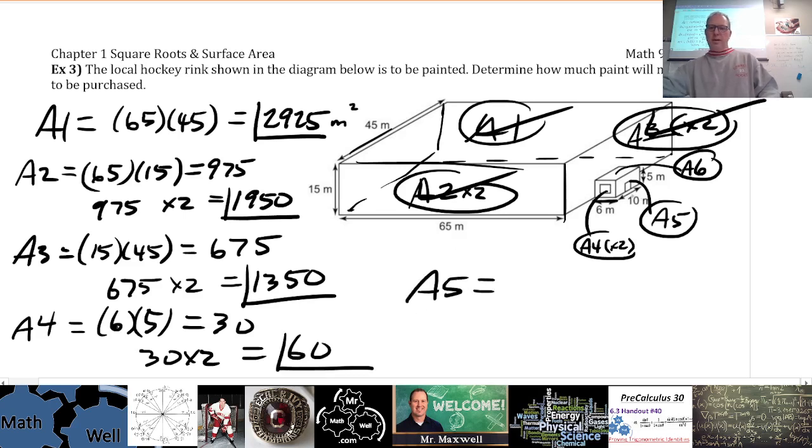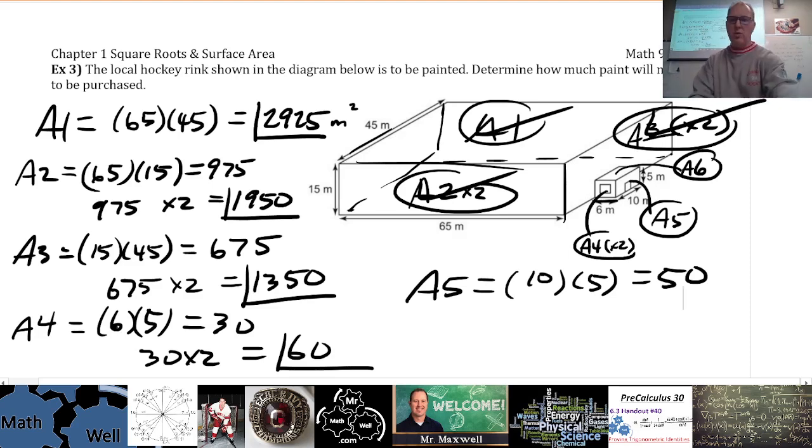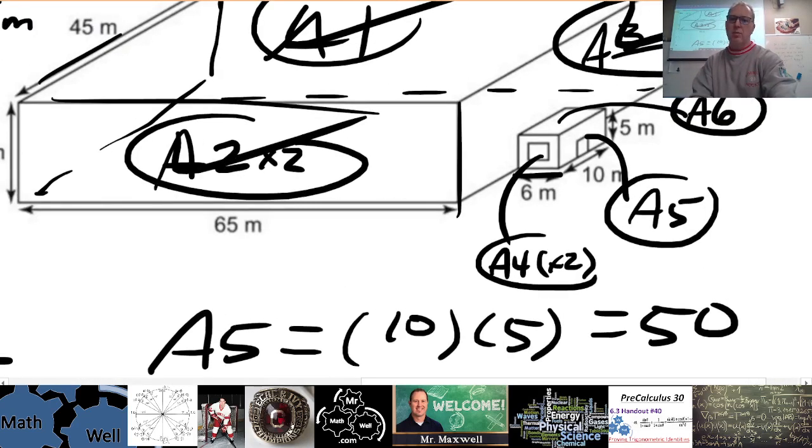Area 5 on the diagram is going to be found by multiplying 10 times 5. Good. That's going to be 50. Do I need to multiply that by 2? No. I don't need to multiply this by 2, and I'll show you why. Because the back side of the porch is squished up against the rink itself, right? So we don't need to paint that part that's stuck together. It's not exposed to the air, so we don't need to paint that part. So we're just going to do 1 A5.